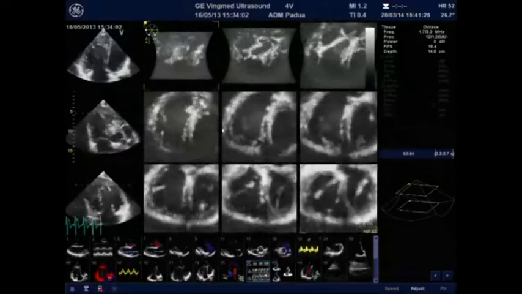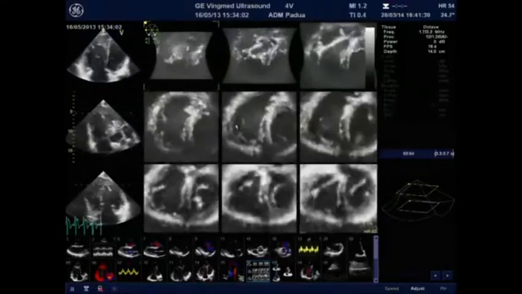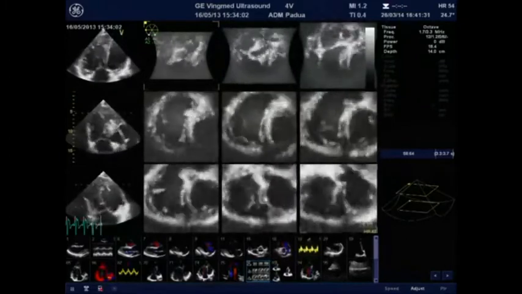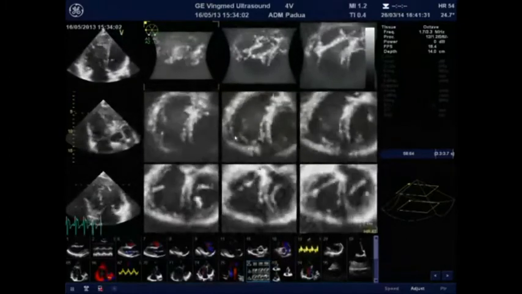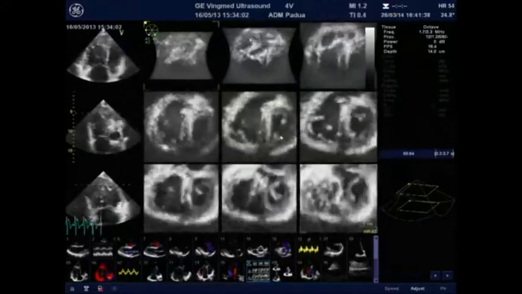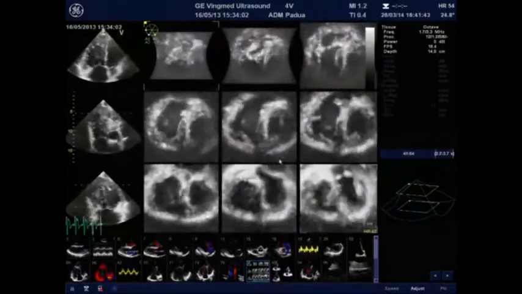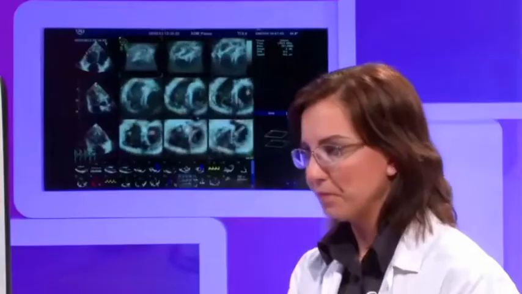This is the multi-slice display of the right ventricle, in which you can appreciate very well that there is severe enlargement of the right ventricular cavity, which has also changed in shape. The left ventricle is relatively small, and you can appreciate also the paradoxical septal motion, which is a sign of right ventricular volume overload.